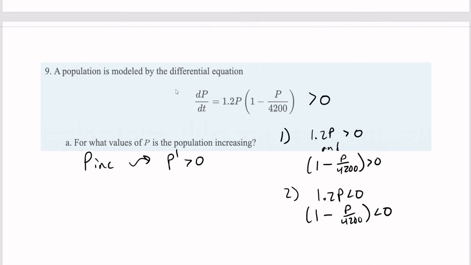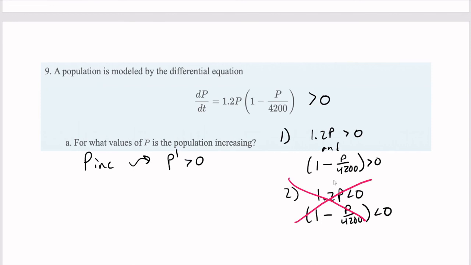A population is modeled by this differential equation. Okay, why is this one baloney? Well, look at the first term. 1.2 times the population. You can't have negative population. It doesn't make any sense. So just throw out number 2.